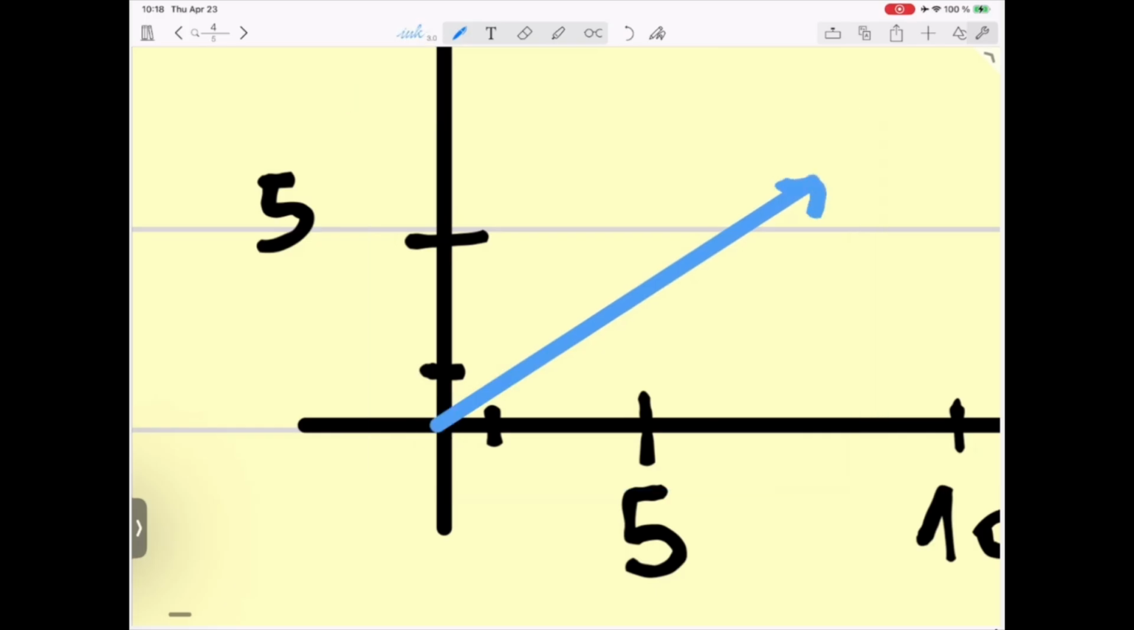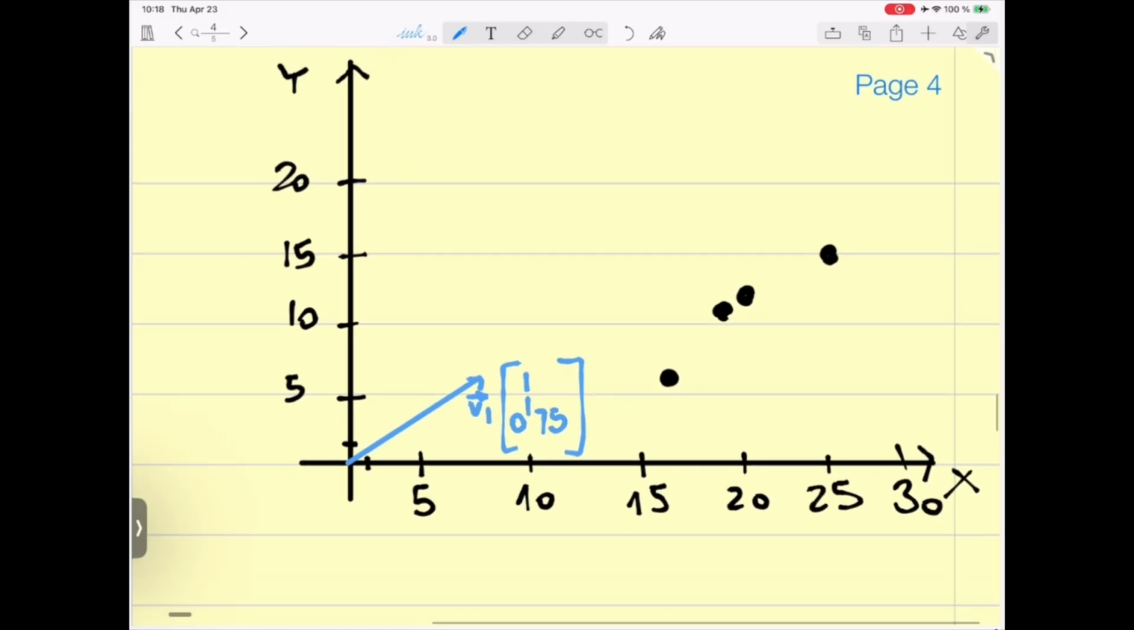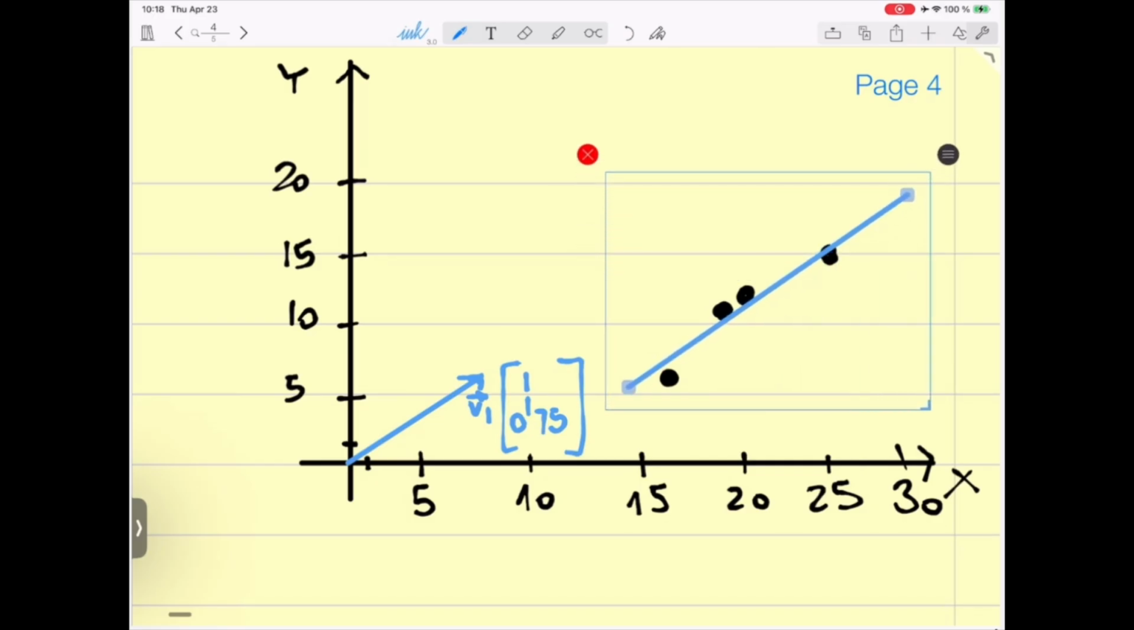This is our first vector, 1, 0.75. And guess what? This is the direction that best explains our data. Okay? So these two vectors are exactly the same in direction. They're parallel. Is this understandable?